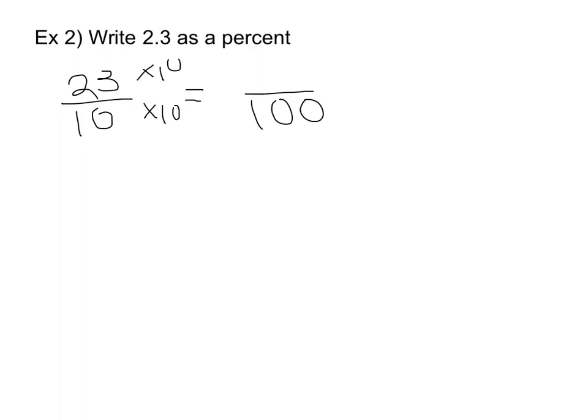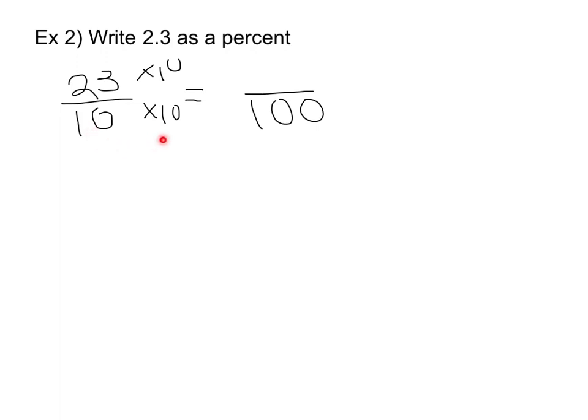Here's another example. Here we have 2.3, and we want to write that as a percent. Now you really need to make sure you're being careful, and in this case that 3 is in the tenths place. So what that says is 2 and 3/10, or 23 tenths. So if I wanted to take my 23 tenths and write that as an equivalent fraction out of 100, which is what percent means, in this case I would have to multiply both numerator and denominator by 10.